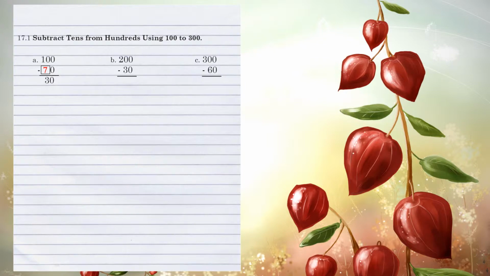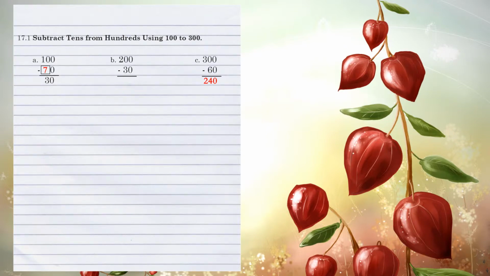Let's look at example B. 200 minus 30. Let's start with the ones column. 0 minus 0 is 0. Now if we look at the tens column and we go to subtract, you cannot subtract 3 from 0. So then we have to come over here to the hundreds column and borrow 100 there and make that a 1. And then we're going to take that borrowed number and make that a 10.